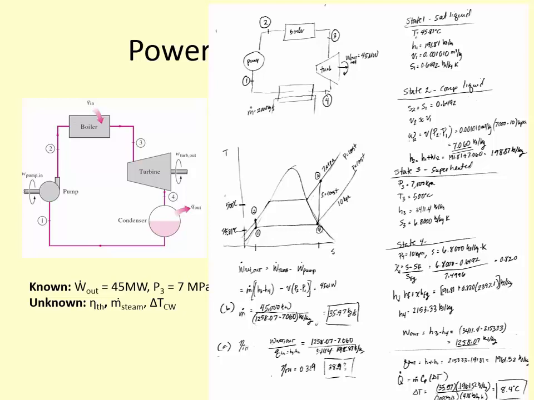So we can fix all of our states. We just need to go through the work to do it. So first part, we're trying to find thermal efficiency. So we need to, again, calculate the work net out over Q in, which is equal to the work of the turbine minus work of the pump over Q in.